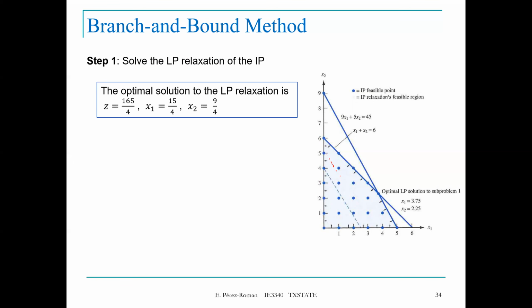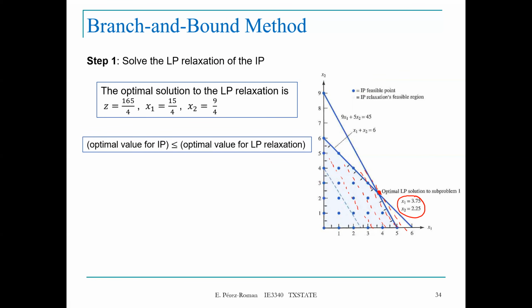We can move that isoprofit line in this direction in order to find the optimal solution. So that isoprofit line will be moved parallel to it until we touch the last point of the feasible region, which is this point right here. And that is the optimal solution. And as you can see, this has a fractional solution. Both of them are fractional, which is what we are illustrating here. So x1 is a fraction, 15/4, and x2 is also a fraction, 9/4.